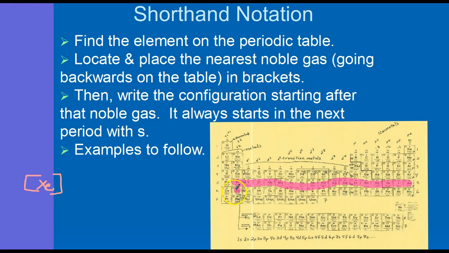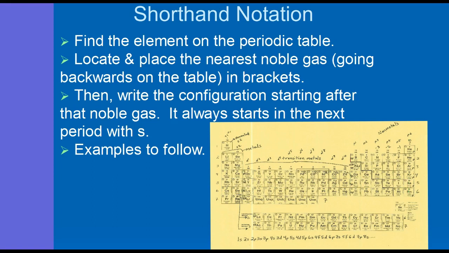And then we find barium, and we go this way. It starts with a 6, always starts with an S. In fact, you could cheat. This one ends in 6s2. And now we can check our work. Xenon has 54 electrons, and then we just added 2, so 54 plus 2 equals 56. And is barium number 56? It is number 56.